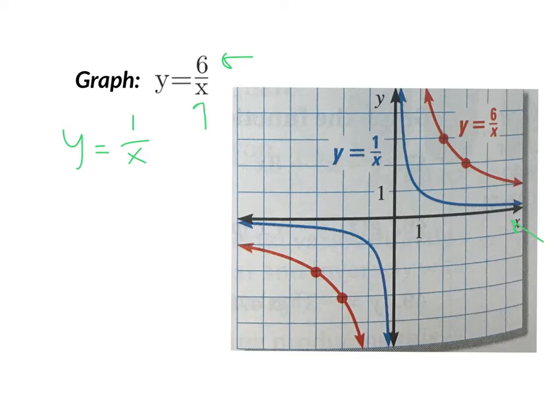I went ahead and found a couple of points, and the smart thing to do when you have something like 6 over x is find x's that actually go into your 6. Like I used 2 and 3. I put 2 in there and I got 3. I put 3 in there, I got 2. So those are those 2 points.